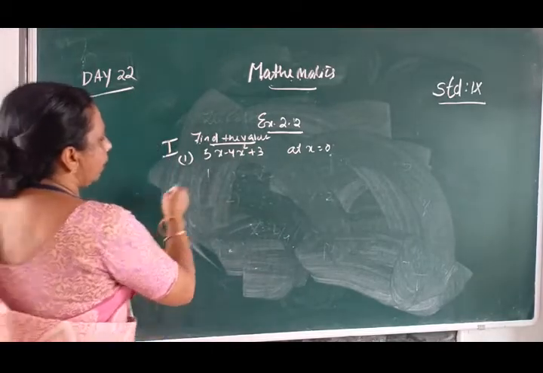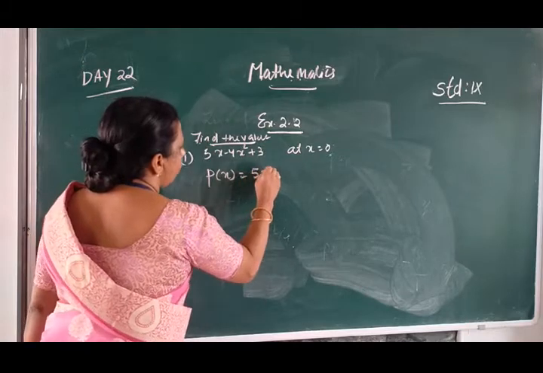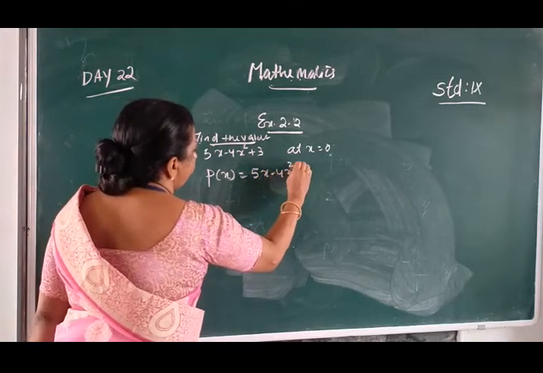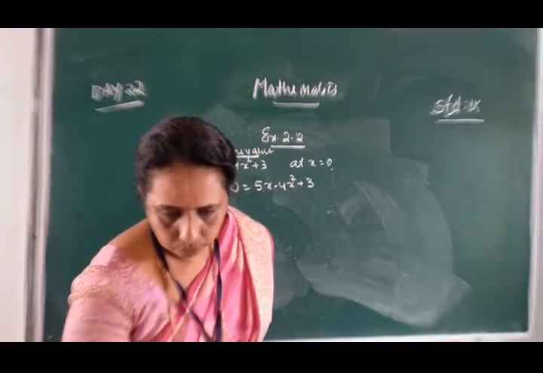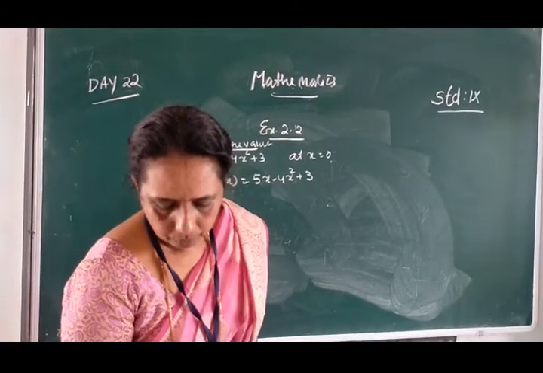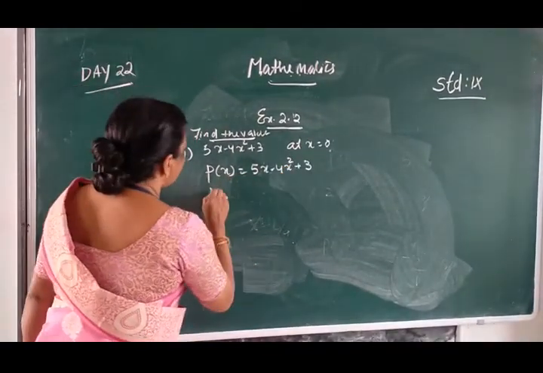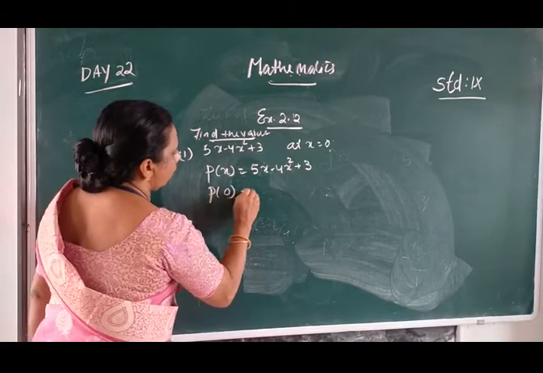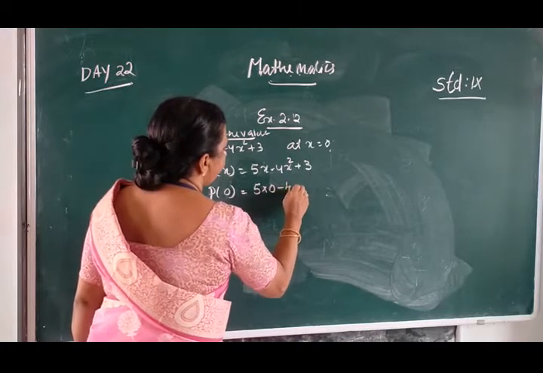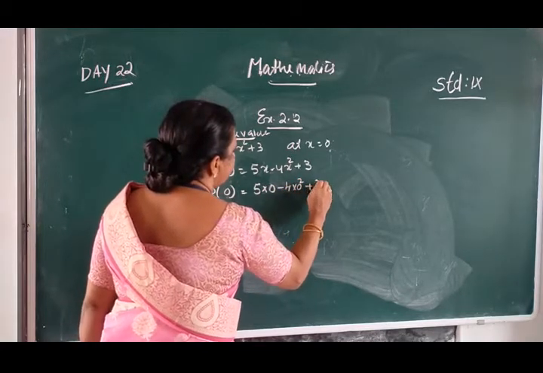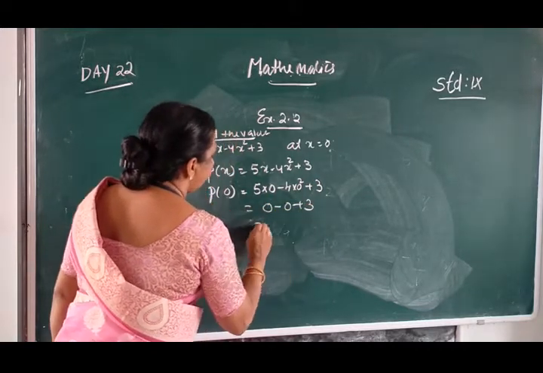We are writing this polynomial in the variable x, so we can write p of x is equal to 5x minus 4x square plus 3. First, find the value at x is equal to 0. So we have to put p of 0, 5 into 0 minus 4 into 0 square plus 3. 0 minus 0 plus 3 we get.